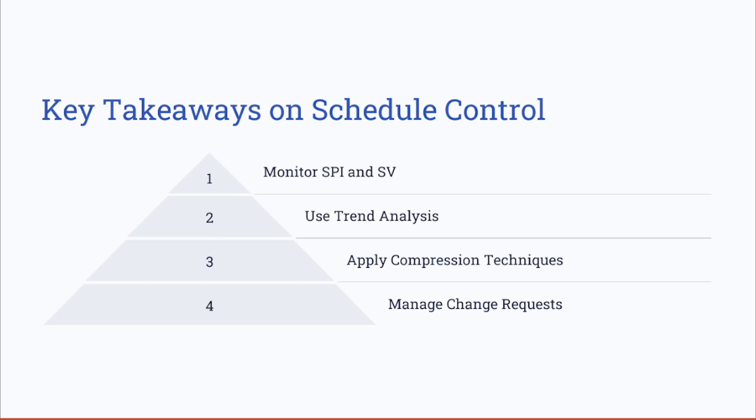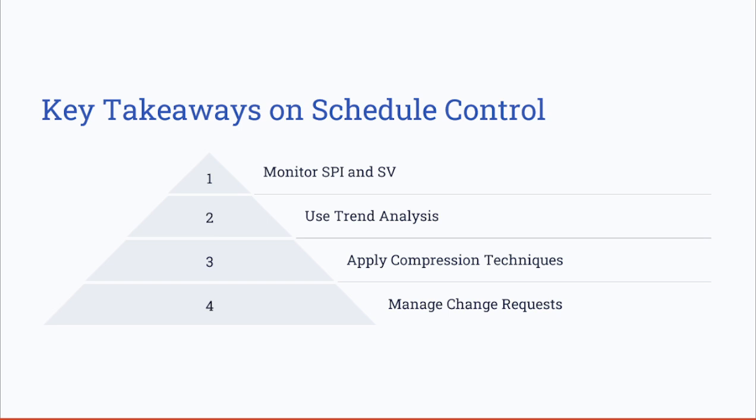To summarize our schedule control session here, we talked many times about monitoring the SPI, or the Schedule Performance Index, and the SV, which is the schedule variance. We talked about how to calculate them. So for the SV, you need to deduct the PV, the planned value, from the EV, or the earned value.